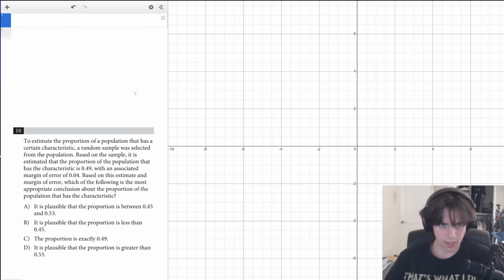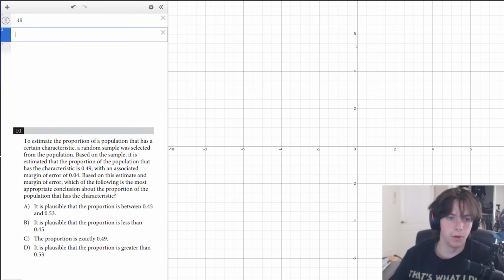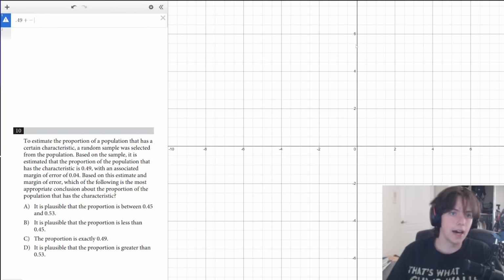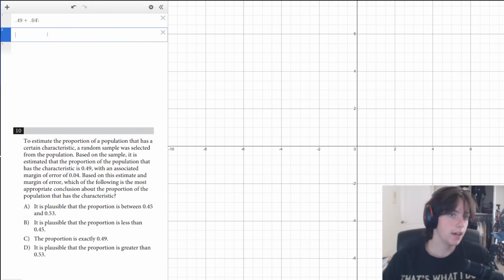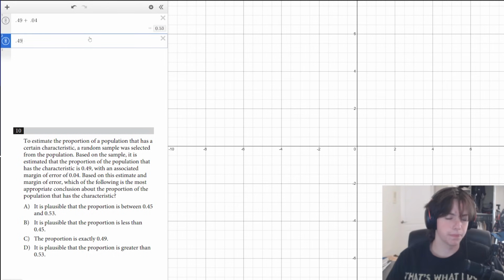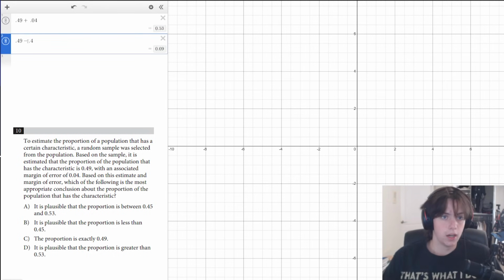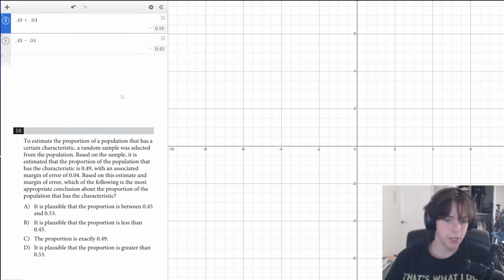So, since the estimated proportion of the population with the characteristic is 0.49, and the margin is 0.04, we know that it's 0.49 plus or minus 0.04. Since Desmos doesn't have this built in, we can look at this in separate cases. So 0.49 plus 0.04 would just be 0.53, and 0.49 minus 0.04 is 0.45. So we know that the population proportion has to be between 0.45 and 0.53, so the answer is A.